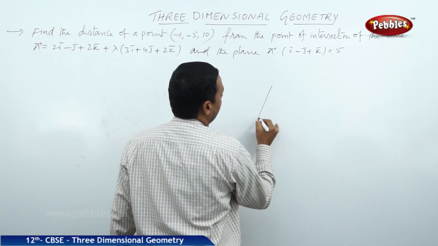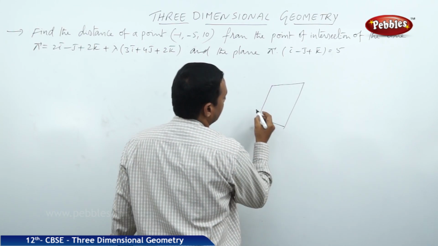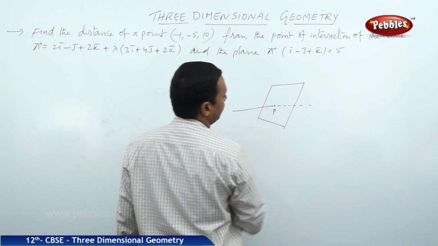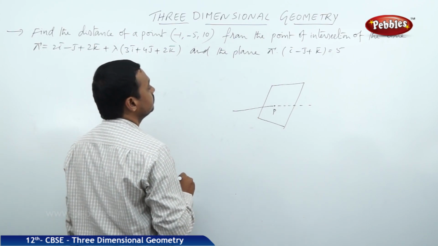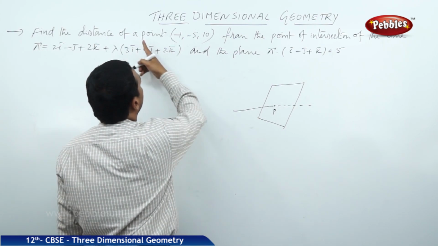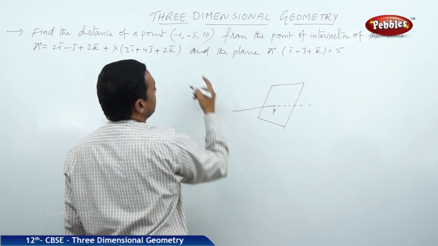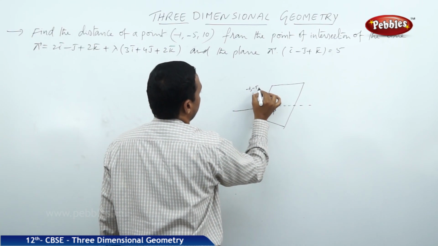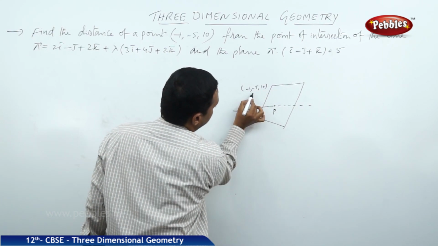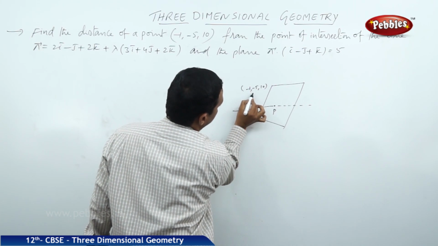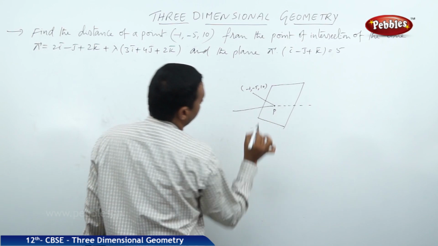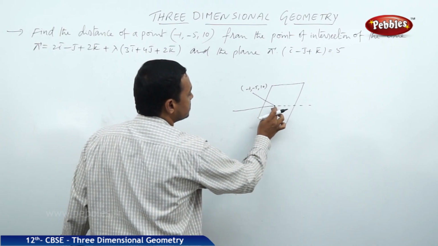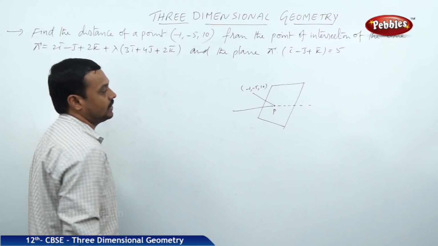Now, here is one plane and one line like this. Let P be the point of intersection of the line with the plane. And the point (-1, -5, 10) is somewhere here. We have to find the distance of the point from the point of intersection of the line and the plane. If we find this point P, then we can determine the distance between them.